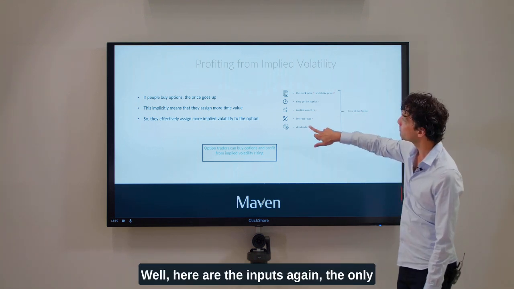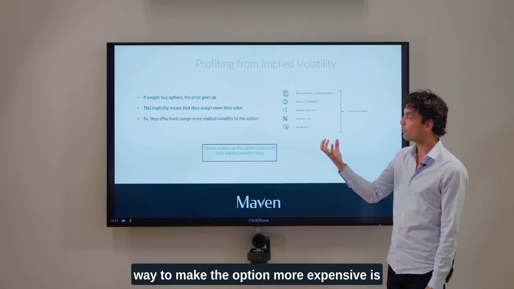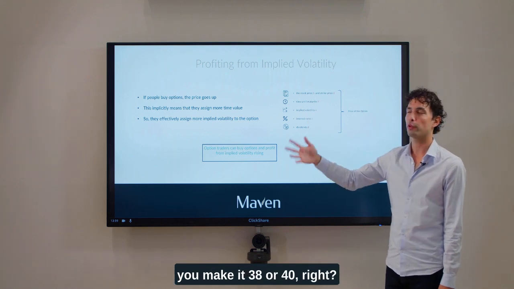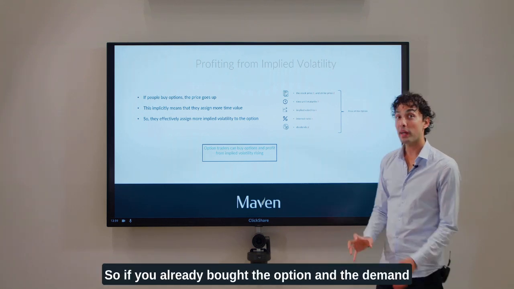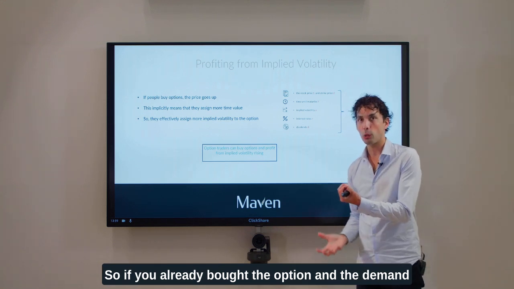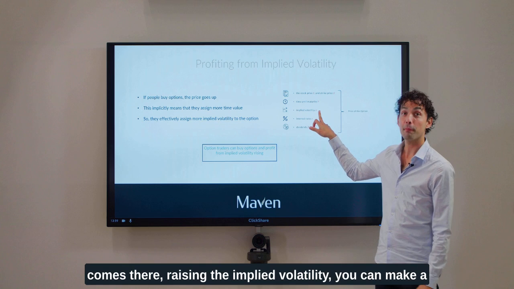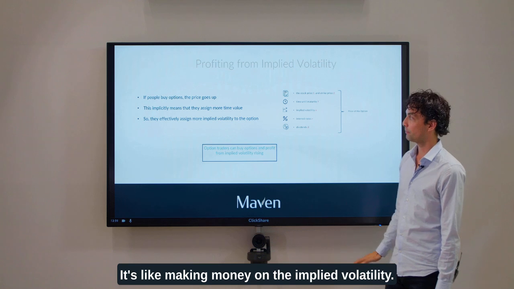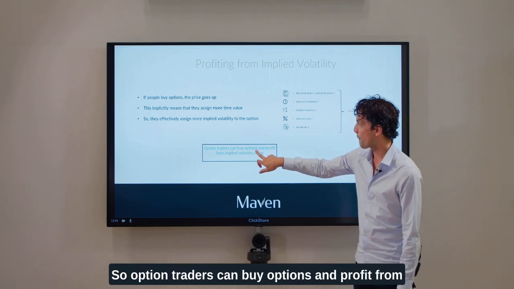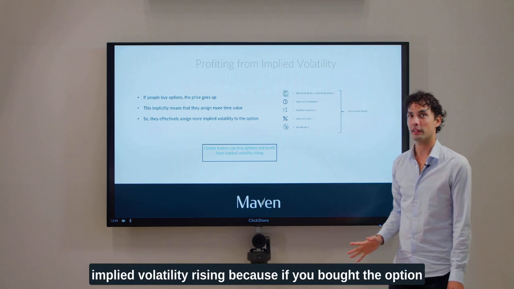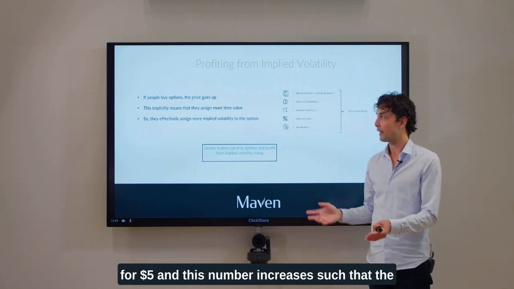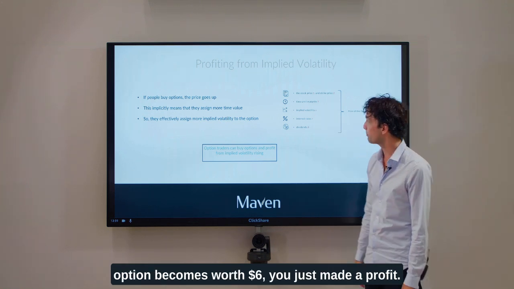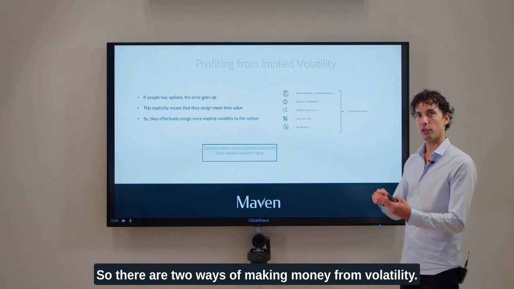Well, here are the inputs again. The only way to make the option more expensive is to raise this implied volatility number. So you make the number from 32, you make it 38 or 40, right? So if you already bought the option and the demand comes, raising the implied volatility, you can make a profit already without the stock moving at all. It's like making money on the implied volatility. So option traders can buy options and profit from implied volatility rising. Because if you bought the option for $5 and this number increases such that the option becomes worth $6, you just make a profit.